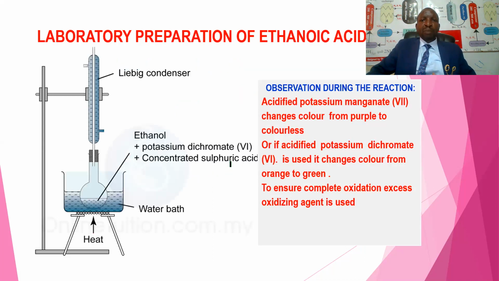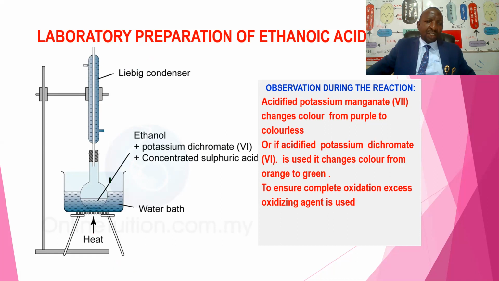So the laboratory preparation of ethanoic acid, and we're able to see this now in the diagrammatic illustration. Here we have the water bath, we have the ethanol plus potassium dichromate 6 plus concentrated sulfuric acid. The sulfuric acid is simply to acidify. So there are 3 reagents added there: ethanol, potassium dichromate 6, and concentrated sulfuric acid. In that scenario, we have the Liebig condenser to facilitate the distillation.